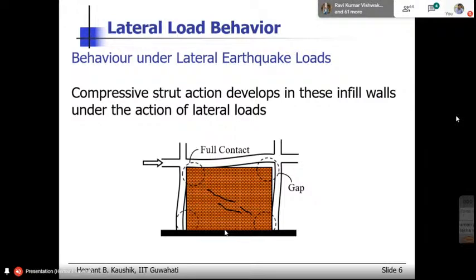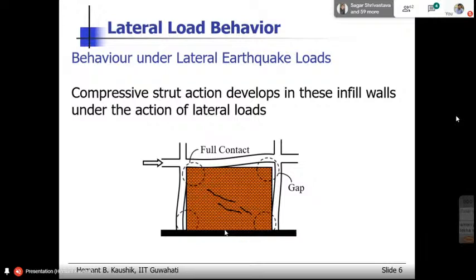Now when you keep on increasing this lateral load, what happens is that the contact length between the RC frame and the wall goes on reducing. But the force is also increasing. When you increase the lateral load, the amount of force that this infill wall has to carry will also increase. The frame will try to deform. Infill will not allow that deformation. So then the contact length goes on reducing, the gap goes on increasing. But the force also goes on increasing.